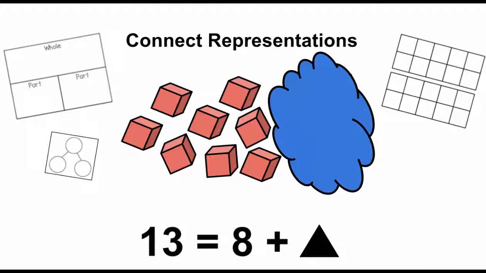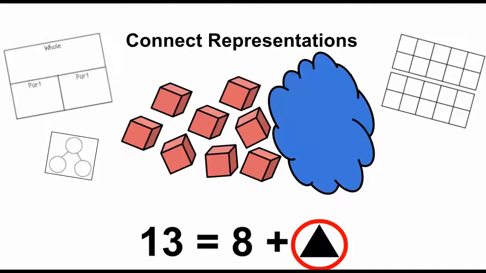So here a child might write, 13 is the same as 8 plus triangle. Whether the student writes the correct equation or not, be sure to ask what each part of the equation represents. So for example, what does the 13 represent? That is the total number of cubes, or the whole. What does the 8 represent? That is the part that we can see. What does the triangle represent? That is the part that we cannot see, or the unknown. We must do this over and over to ensure that students are connecting the abstract with the concrete.